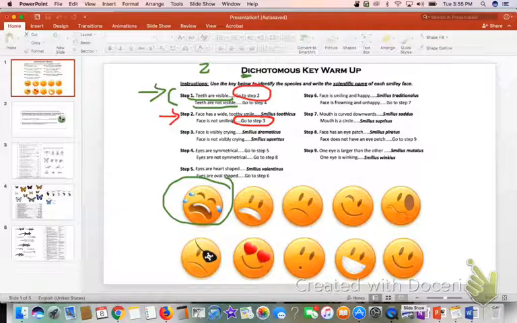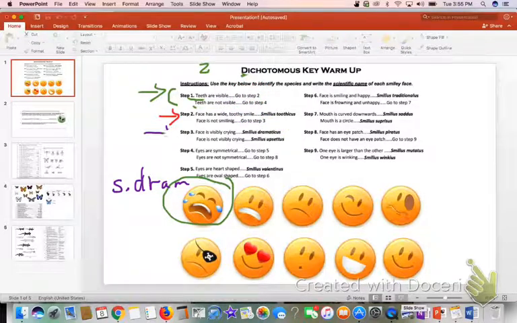When we go to step 3, we look in here. Face is visibly crying, or face is not visibly crying. This one's face is visibly crying, so its name is Smilus dramaticus. We would label this one Smilus, and we can just put an S for the genus, and then dramaticus, because all of these are going to have Smilus at the beginning. Okay, so that one would be its name.